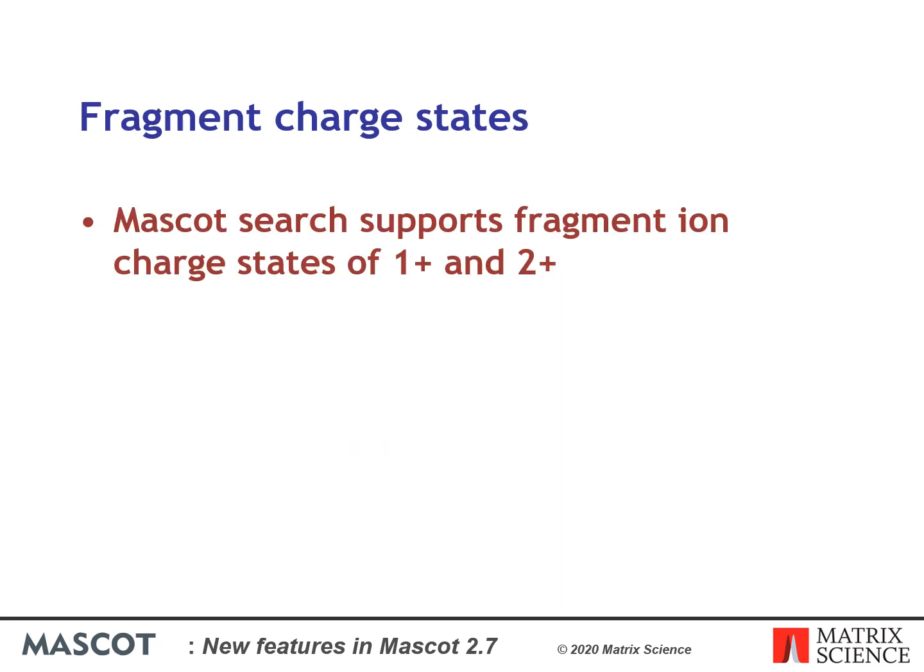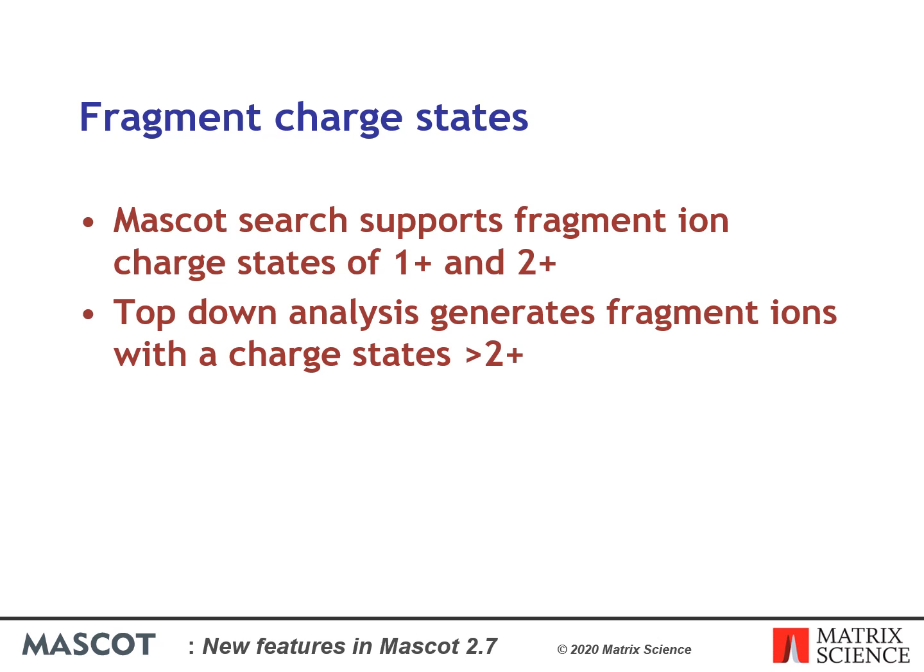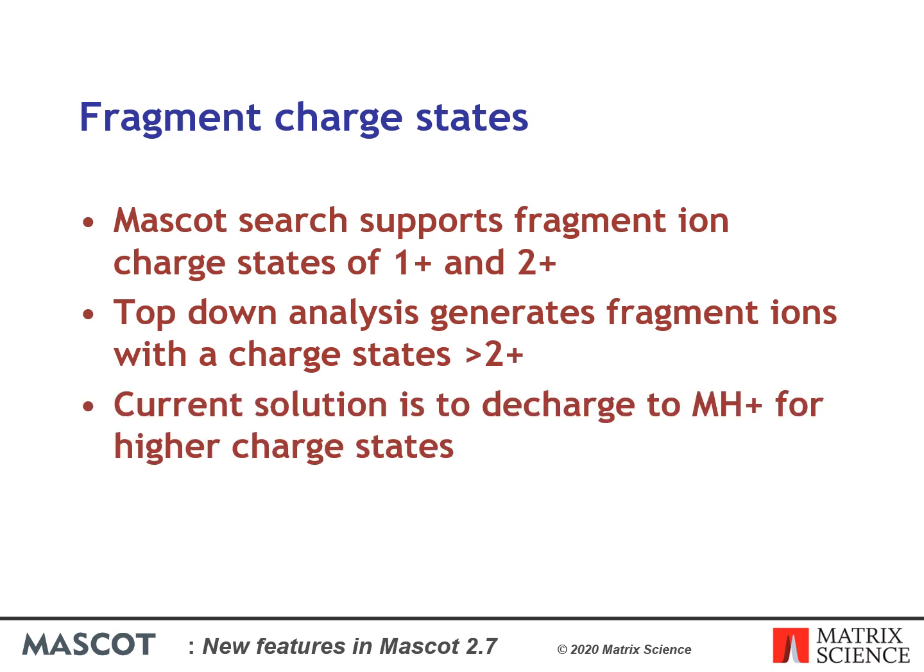Mascot Server automatically searches for fragment ions as singly or doubly charged ions, but not higher charge states. Middle- and top-down analysis of large peptides and proteins can generate fragment ions with charge states of 3+ or higher. In the past, if you had fragment ions with higher charge states, you needed to deconvolute them to MH+. This is supported by Mascot Distiller and is still the preferred method.